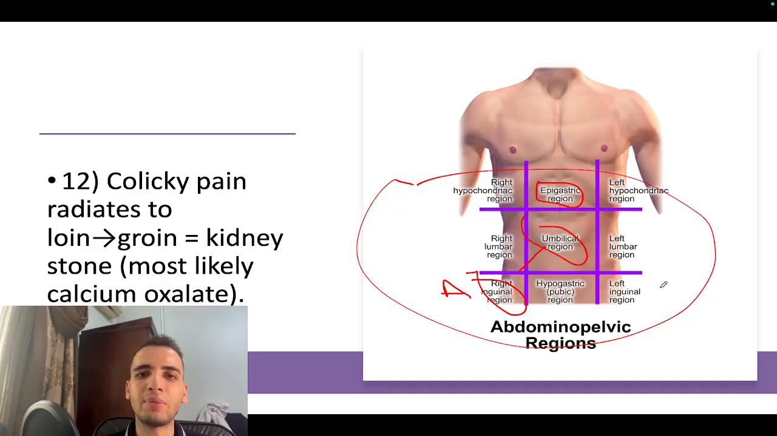If you see an old person with left lower quadrant pain and fever and leukocytosis, this is usually diverticulitis. If you see right upper quadrant, it's usually gallbladder stone. If you see left upper quadrant, it's usually splenic abscess, which can happen in endocarditis. And if you see costovertebral angle tenderness, then it's pyelonephritis or renal cell carcinoma. And if you see suprapubic tenderness, usually it's the urinary bladder, so it's usually cystitis, for example.